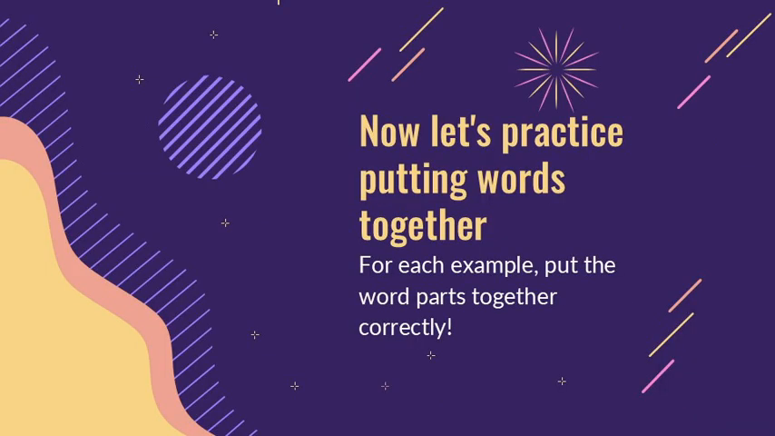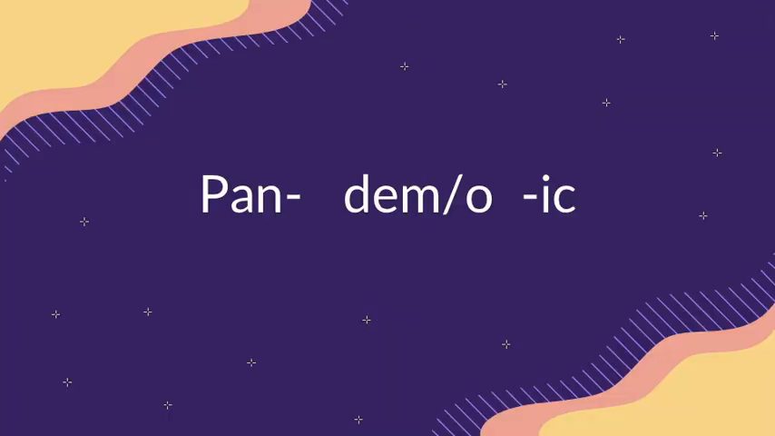Now, let's try going the other way. The source throws some parts at us and asks us to piece them together. First up, pan, dem, ic. What word do we get when we mash these up? Putting them together, we get pandemic. The prefix pan means all or everywhere. The root dem refers to people or a population with that connecting o. And the suffix ic means pertaining to. So a pandemic is a disease pertaining to all people or spreading everywhere. Yeah. Sadly, a term we're all too familiar with these days.